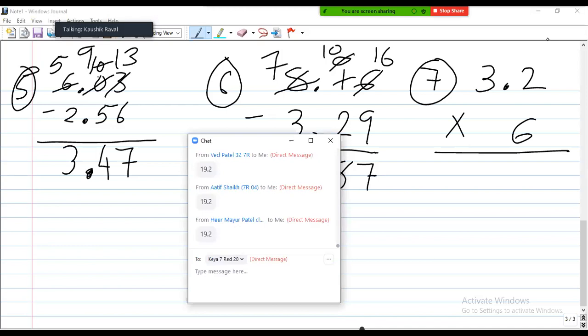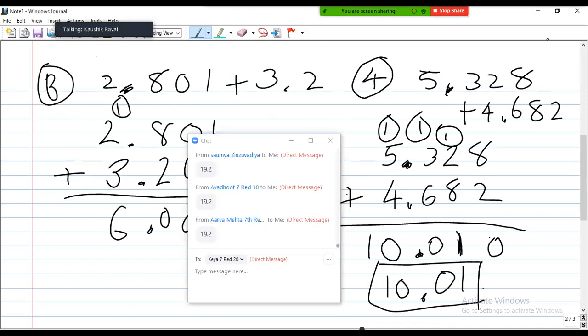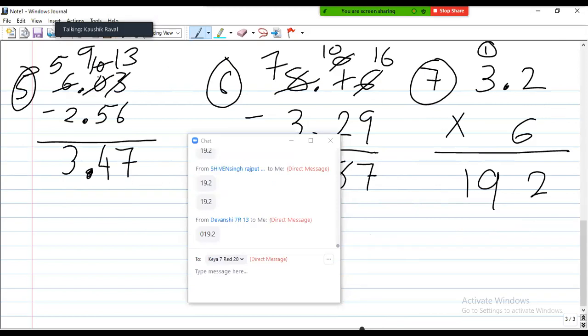Very good. 6 twos are 12. Oops, 6 twos are 12. 1 carried over. 6 threes are 18. 18 plus 1, 19. And then we will put the decimals. Here, if the decimal is right before one digit, so here also one digit. Right? Very good.